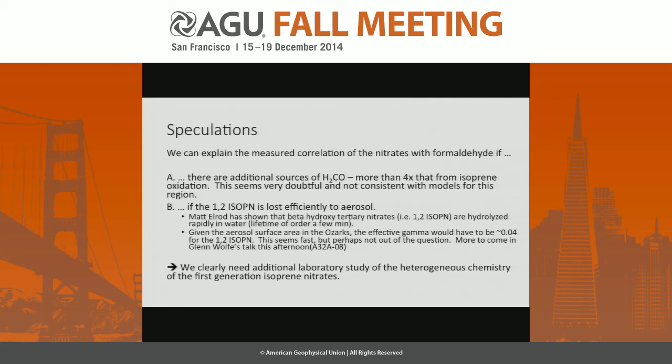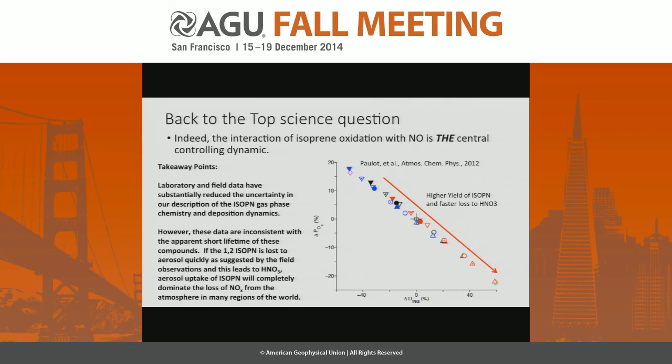And given the aerosol surface area in the Ozarks, we would have to have a gamma of around 0.04 for these nitrates to explain the data. It's fast, but that's about the same as N2O5. And there's more to come. This is really important, because if this is true, it means that the isoprene chemistry is incredibly efficient at removing NOx from the atmosphere, and it will really alter how we understand isoprene chemistry in general.